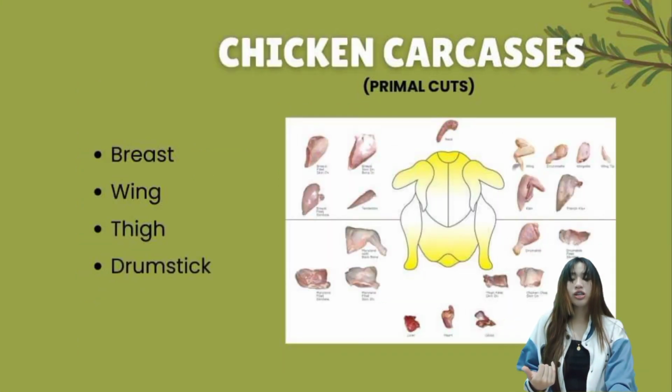So, chicken carcasses. We have 4 primal cuts, and these are breast, wing, thigh, and drumstick. Let us discuss this one by one. The chicken breast is a lean cut of meat taken from the pectoral muscle on the underside of the chicken. Each whole chicken contains 1 chicken breast with 2 halves, which are typically separated during the butchering process and sold as individual breasts.